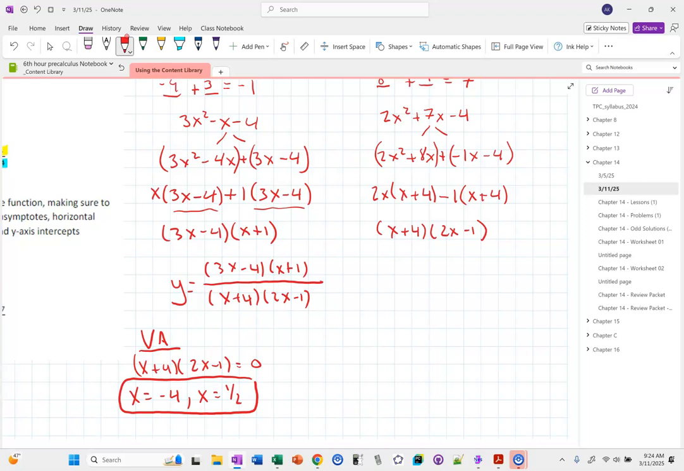Everybody feel okay there? Then we'll find our x-intercepts. How do I find the x-intercepts? Numerator equal to 0. That's correct. So that's going to give me 4/3 and then negative 1. But remember that we agreed that we were going to write these as points so as not to confuse them with our vertical asymptotes.